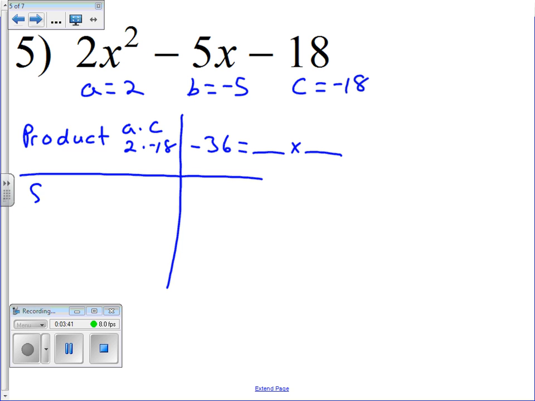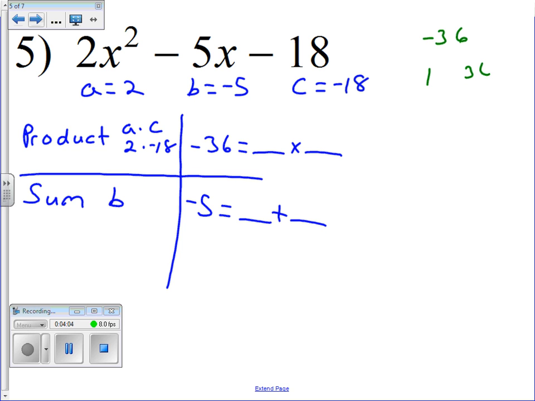And then the sum is going to be B, which is negative 5. So what are the factors of negative 36? Since it's negative, we know that one of the terms has to be negative, the other positive. So let's do the factors and then worry about the sign later.